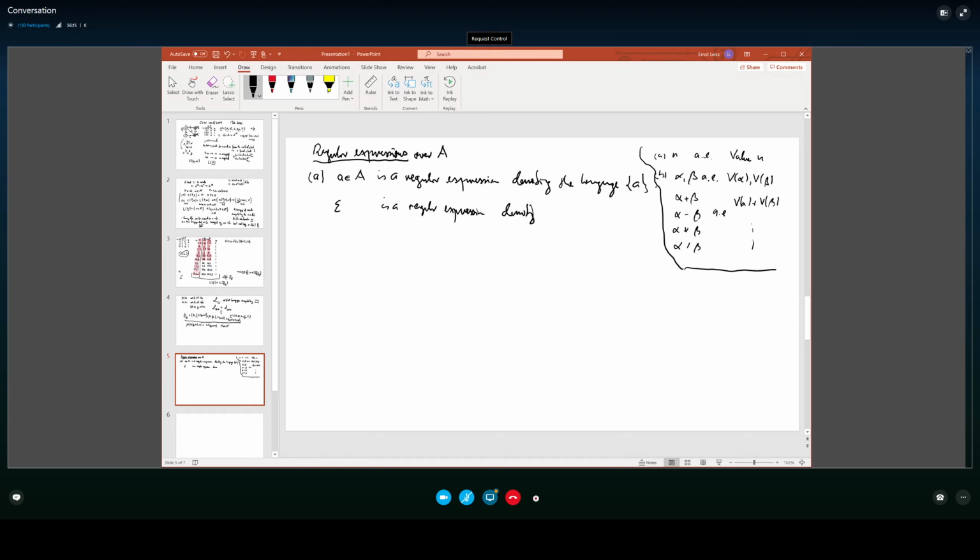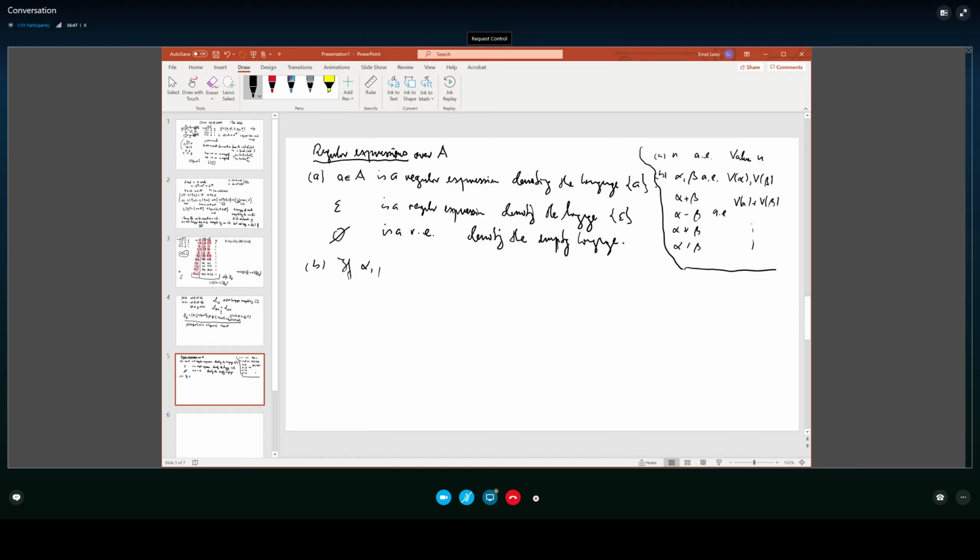Denoting the language consisting just of that empty word. And finally, phi is a regular expression denoting the empty set or empty language. Okay, so that is the basis. And now we can do the inductive step.